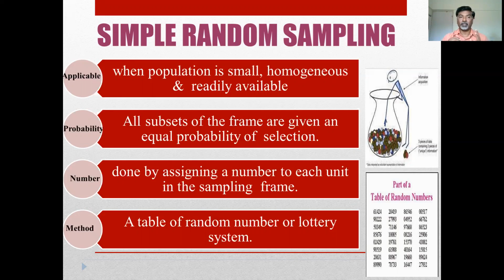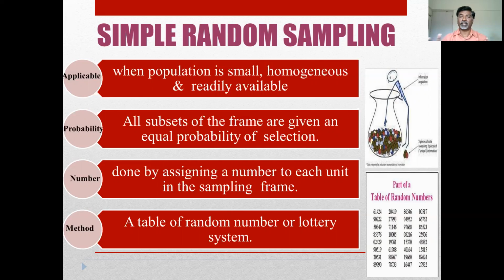This is done by assigning a number to each unit of the sample frame, and by some technique, we select those numbers. Just as shown in the picture, that is a lottery system. Numbers are created against the sample units, and we just pick up the numbers from the lottery balls. In this fashion, those members who are selected, that is my sample.